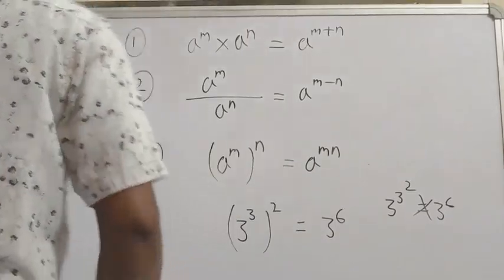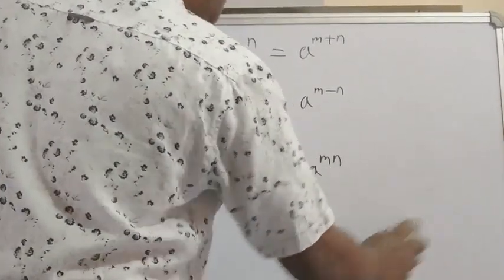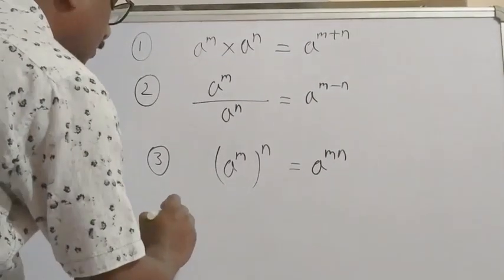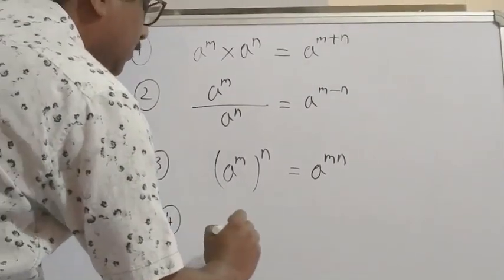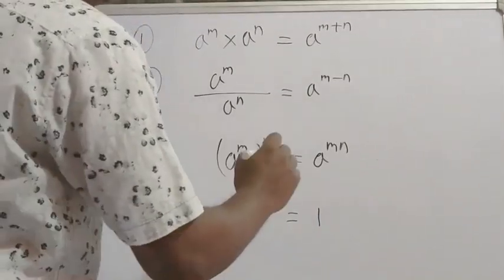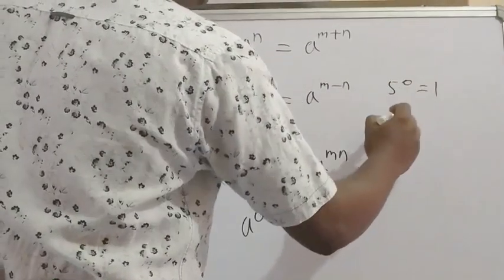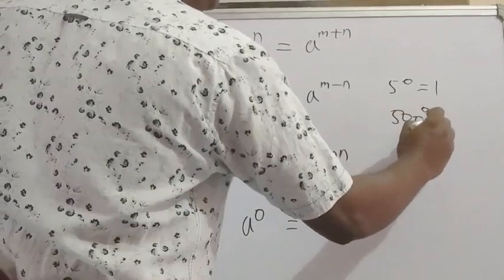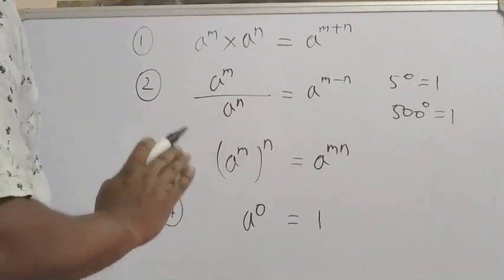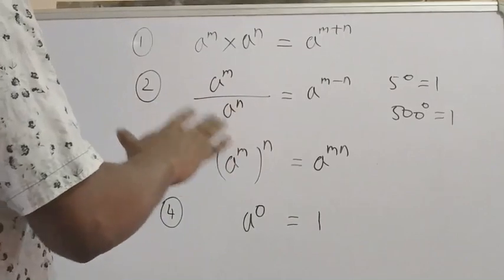Then next, the fourth formula. Suppose the power given is 0, a to the power 0. So it becomes 1. Suppose 5 to the power 0, it is 1. 500 to the power 0, it is 1. Any number to the power 0 is 1. It is a common thing you have to remember. So pause the video and write this formula in your copy.